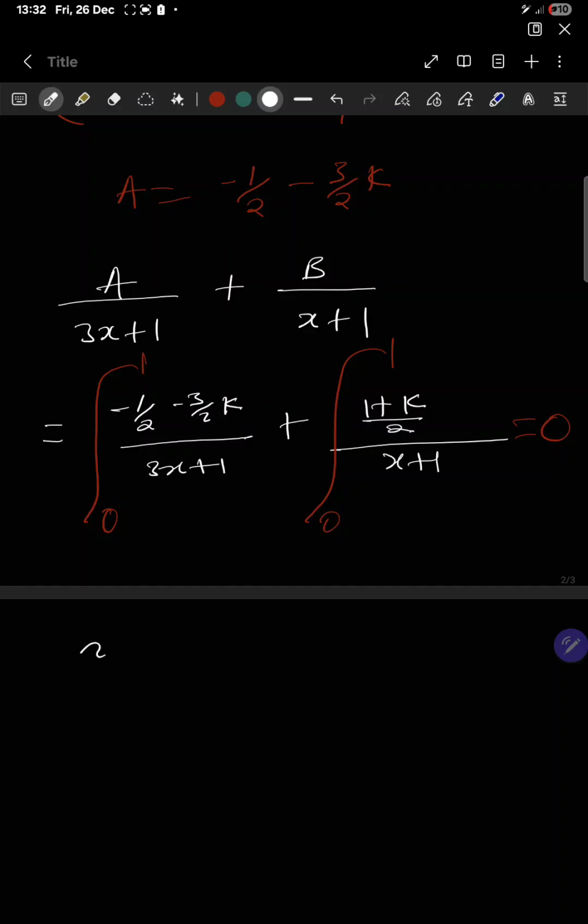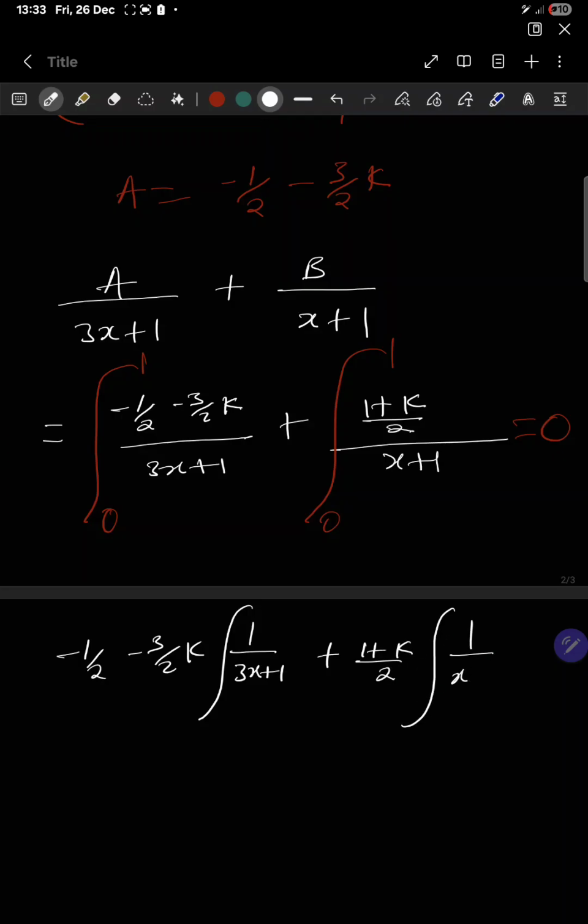So the first constant is negative 1 over 2 minus 3 over 2k. Then you now have the integral of 1 over 3x plus 1, then plus the second constant, which is 1 plus k over 2, and then you integrate 1 over x plus 1 and equate that to 0.